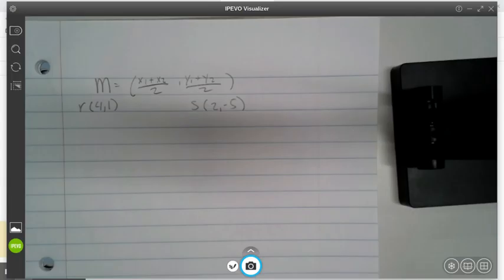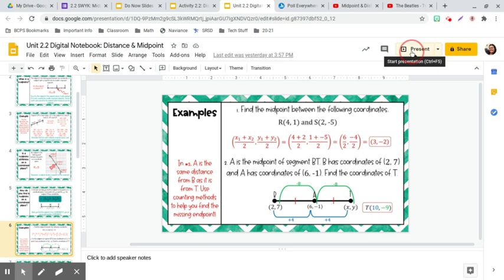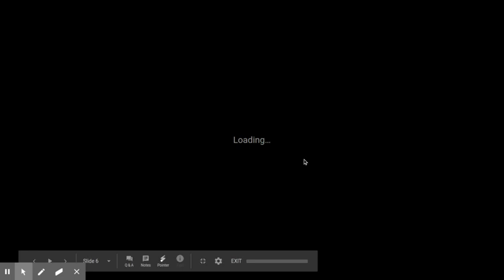So we have our midpoint formula. We have our points, and we're just going to sub in the numbers for the x's and y's. Let this pull back up. Sorry, guys.